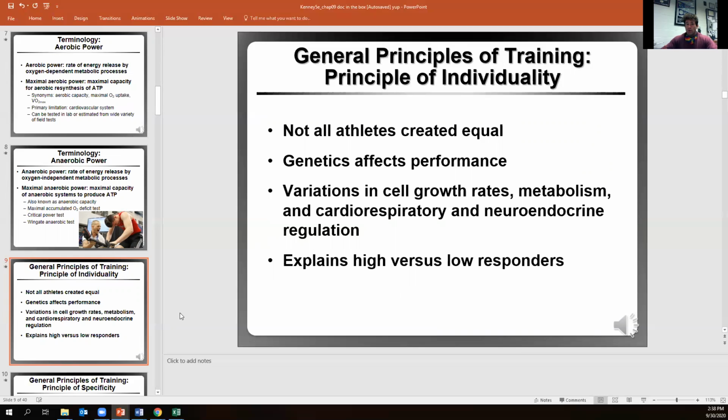First, individuality. Thanks to genetics and the natural variability from one human to another, we're not all going to adapt at the same rate. We're all going to start at different spots, and we're all going to have different levels of success on different programs. So we can't expect everyone to make the same progress at the same rate.